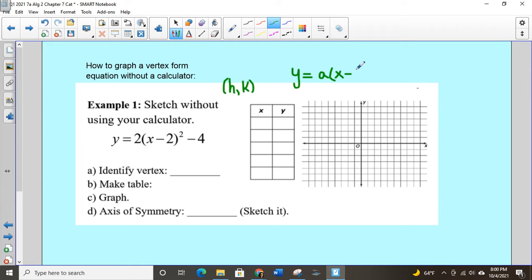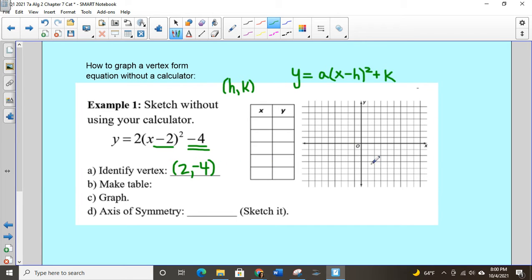Now just putting in the formal format so that we have it. All right. So it says that the H is the minus spot right here, and the K is what's written right here. So what do you think the vertex is for this? The correct answer is 2, -4. All right, so that's how this starts.